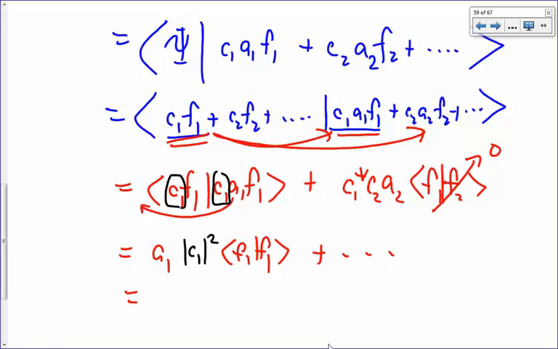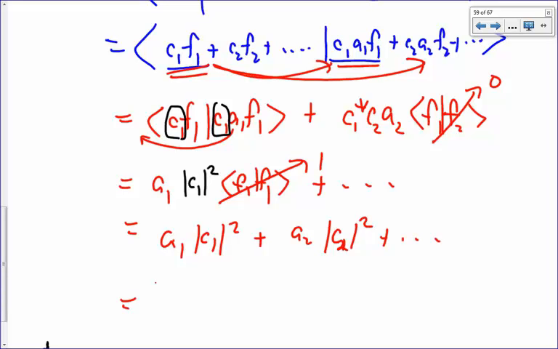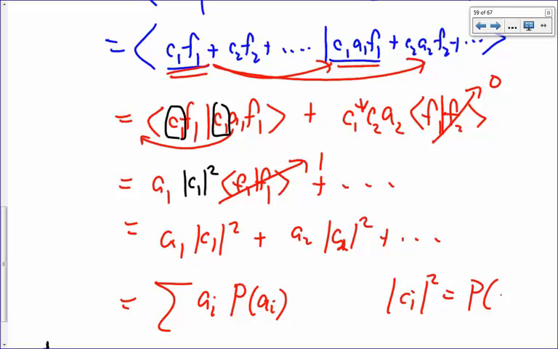So what will happen here then? You'll just have, and this is just 1, so this is just A1 times the absolute value of C1 squared plus A2 times the absolute value of C2 squared, and so on. So that's just the sum of A sub i times the probability that you're going to get A sub i, since the absolute value of C sub i squared is the probability that you're going to get A sub i. And since that's the expression you get, that is the average. So that is your expectation value.